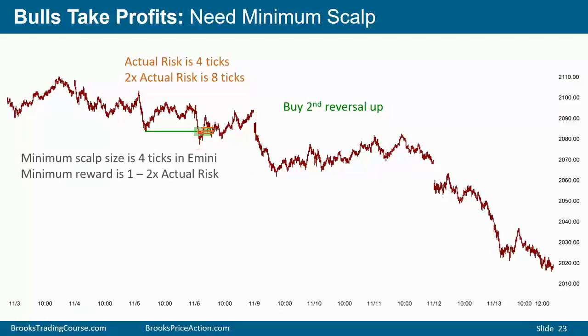Let's say you bought on the reversal up, although you can't see this because I don't have it zoomed in. The actual risk was 4 ticks, 2 times the actual risk was 8 ticks, and the market went high enough up for you to get your 8-tick scalp.